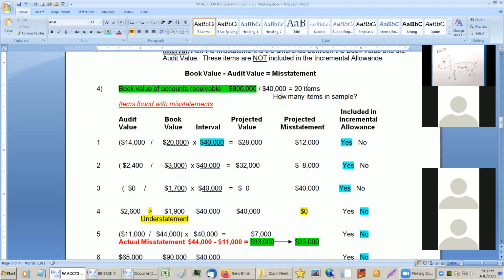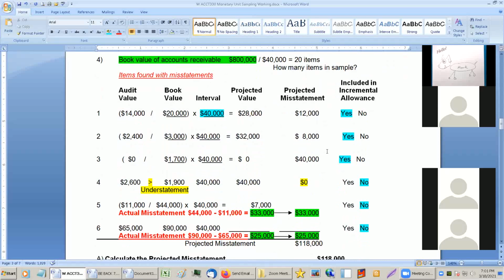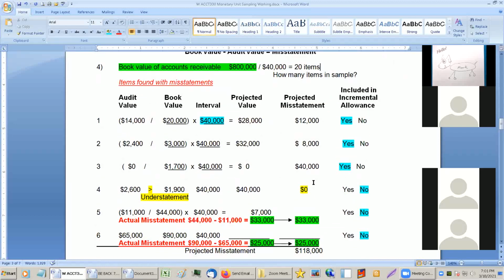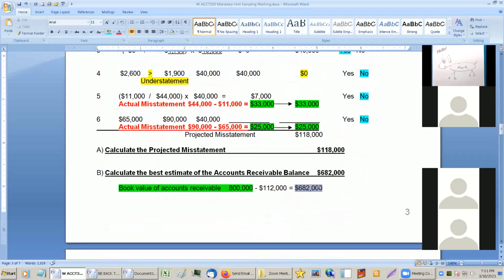If it was a real audit, you'd probably be pretty discouraged by the results. But this is basically how you do it. You get a projected value, and this is your best estimate.